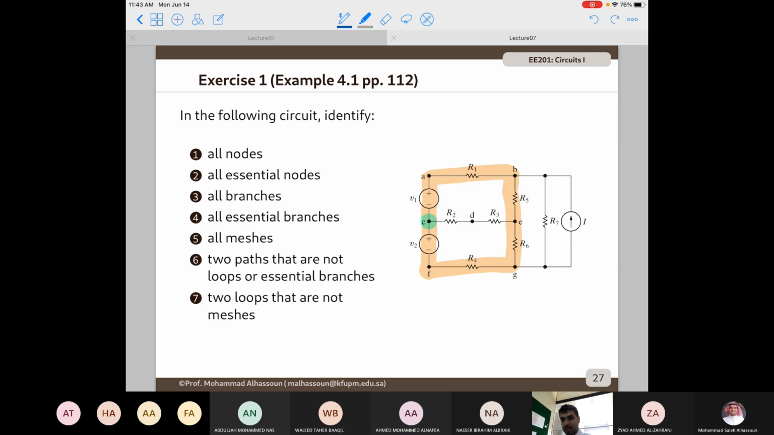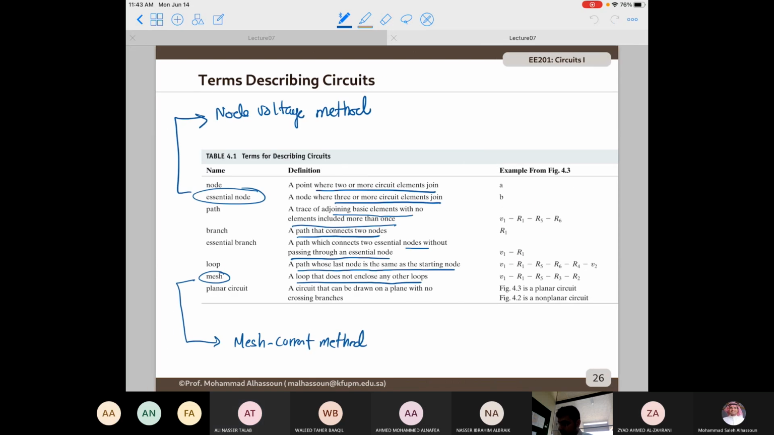Ali? Doctor, I didn't understand the branches and the essential branches. So a branch is a path that connects two circuit elements, right? Yes. Okay. A branch is a path that connects two nodes.